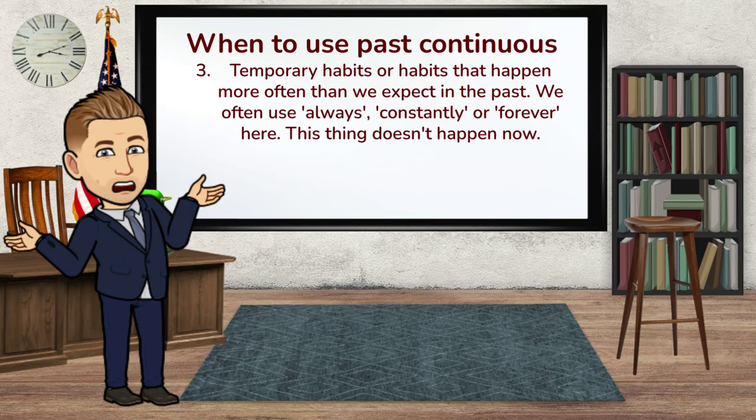All right, when to use the past continuous. Rule number 3. So when you have temporary habits or habits that happen more often than we expected in the past. So we often use always, constantly, or forever here. So this thing doesn't happen anymore. It doesn't happen now. So it was the past. So maybe it's a habit you kicked, or it was a habit that was just going on for a tiny bit.